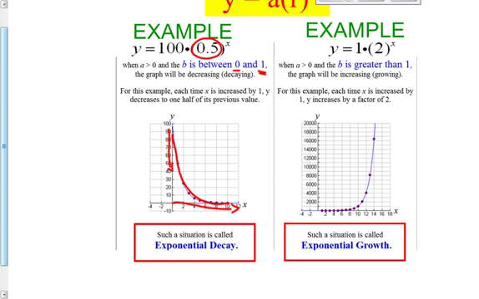When it's exponential growth, it means that my base is a number that's bigger than 1, which means as my x's get larger, so too do my y's get larger. And it grows exponentially, which means it has that curve in it. Okay, so those are growth and decay. Your base on these problems are always going to be between 0 and 1, or always going to be a number that's greater than 1. It will never equal 1. Your base will never equal 1.